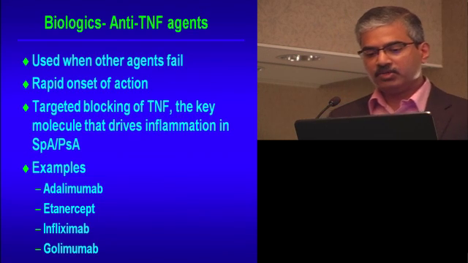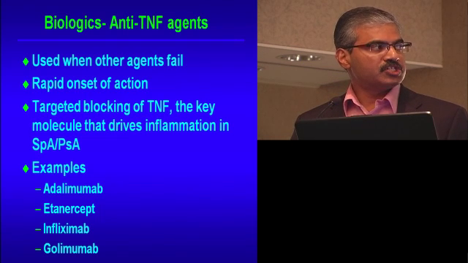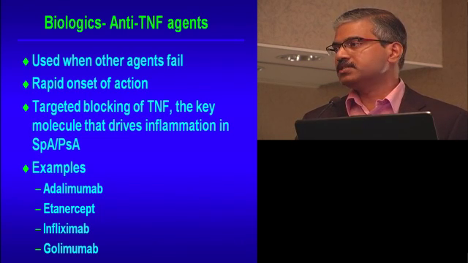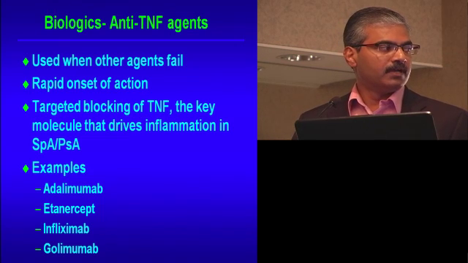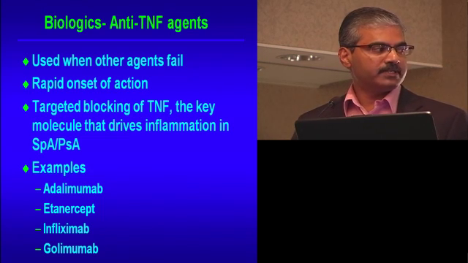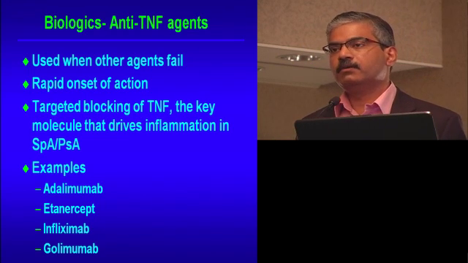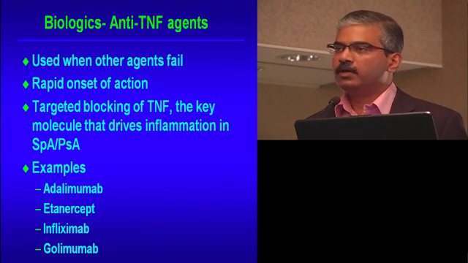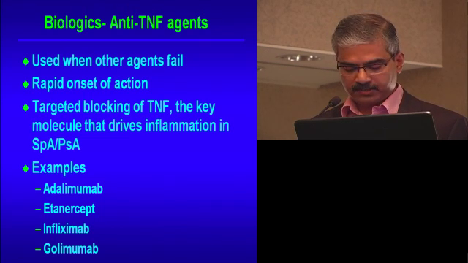The biologics are the new class of drugs, which has been here for 10, 11 years now. It has a rapid onset of action. It blocks the TNF, which I said earlier was a key molecule that drives inflammation. And the examples that we have here in alphabetical order: adalimumab, etanercept, infliximab, and golimumab. These are the 4 drugs available, and one of them is IV, the rest is sub-Q. And essentially for the joints, they don't differ much. You can choose one or the other.